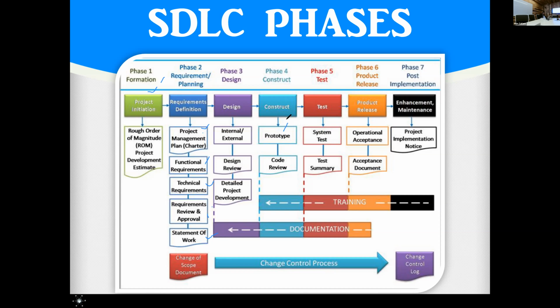So you have phase one formation, then phase two, which is requirement planning. Phase three is design. Phase four is development. Phase five is testing. Phase six is product release, and phase seven is post implementation, that's enhancement and maintenance. That's your 7 phases in SDLC. Okay, and prototype is where basically in development they do wireframe, use case, things like that.